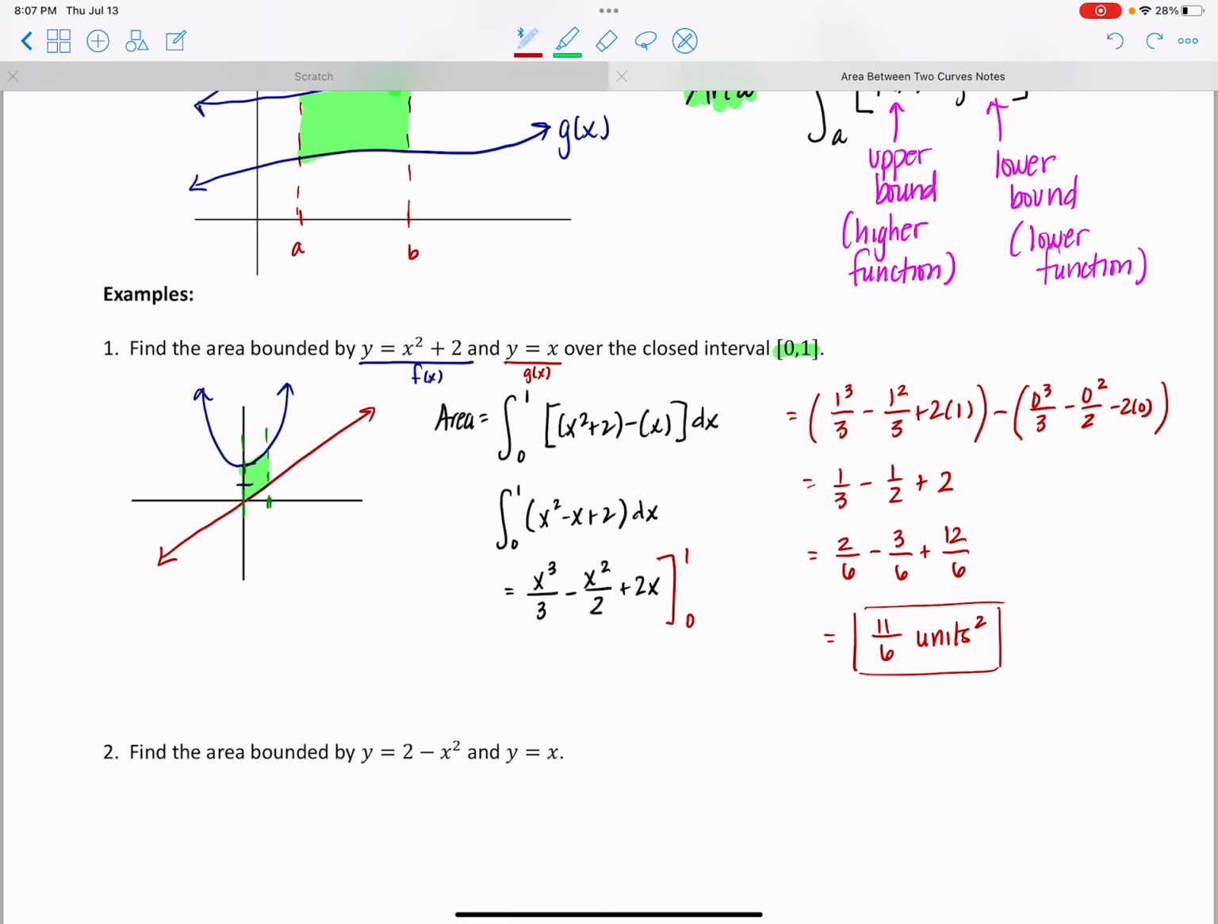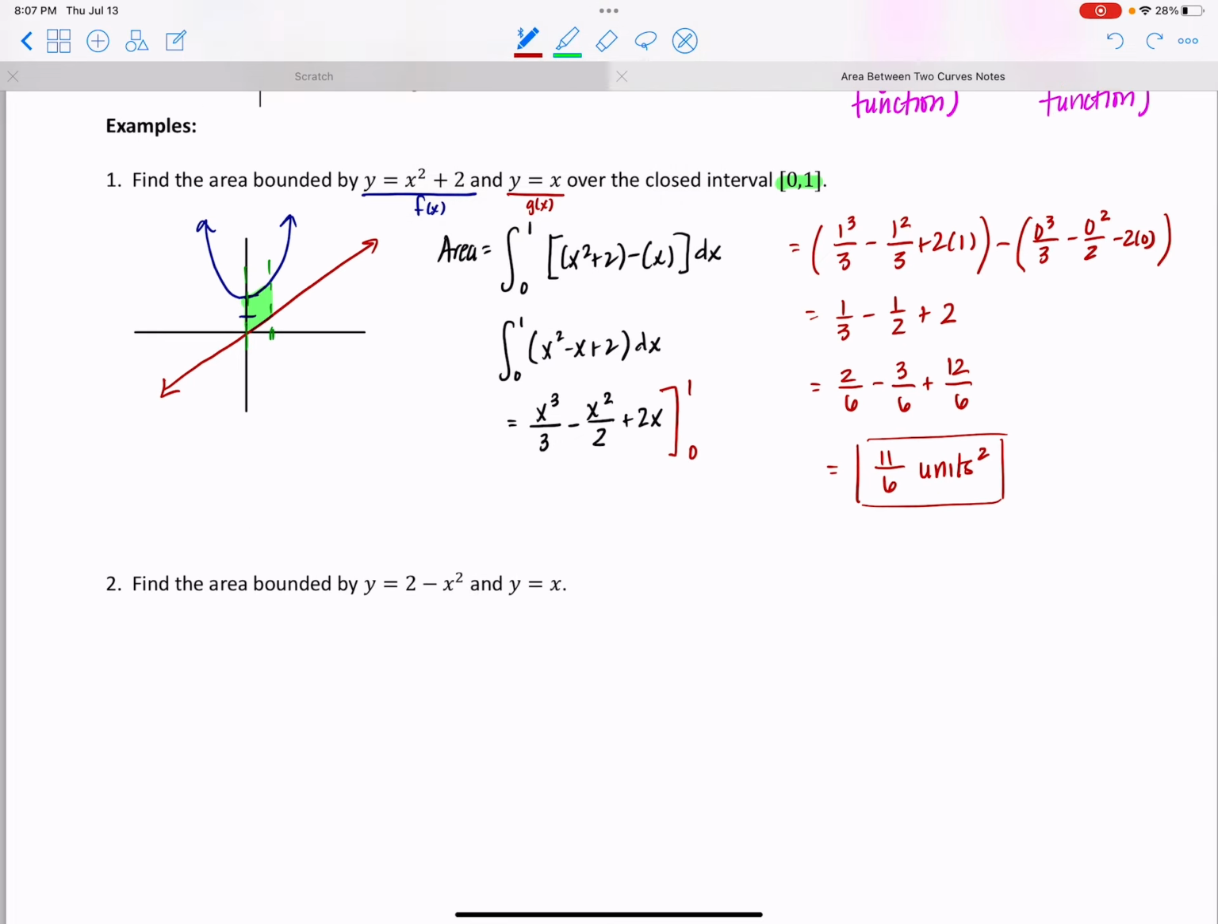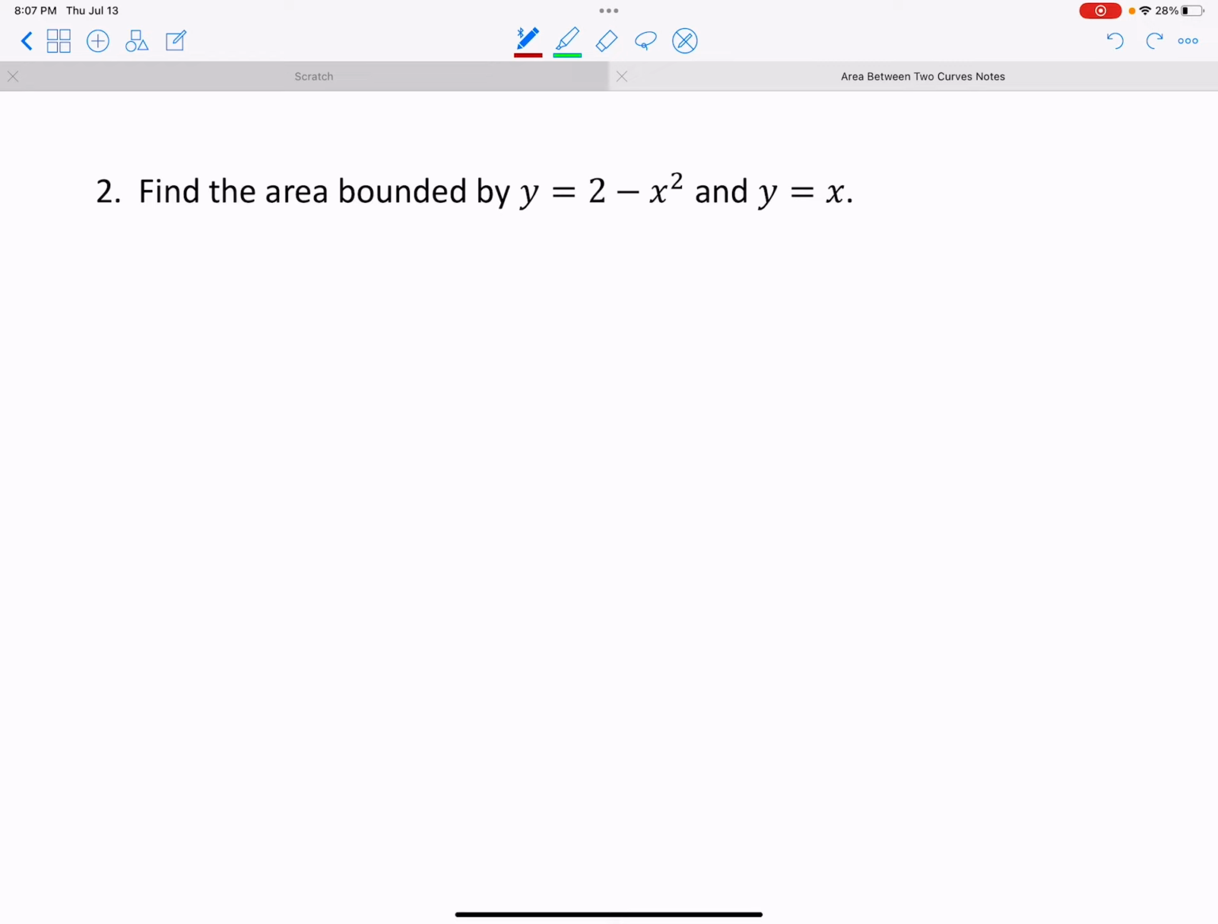Alright, so let's just practice this a few more times. Notice on example 2, our functions are almost the same. We have a quadratic, we have the same linear, almost the same quadratic as well. We're still finding a bounded area, but we aren't given a closed interval. And you're going to see why in just a second.